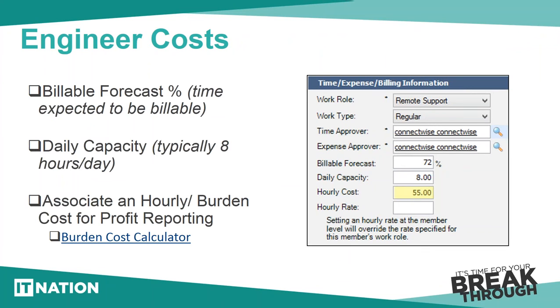When we touched on engineering costs, this is just going into the setup tables, the member configuration, going into the billable section, and associating a billable forecast, so the % of time that you expect the engineer to be billable, what their daily capacity is, how many hours they can actually work, and then associating an hourly burden cost for profit reporting. There is a burden cost calculator that ConnectWise provides, but you can also obtain calculations from anyone that's advising you. But putting in a cost here is going to be critical to get accurate profit reporting from the system, because this will be tied to the hours that the engineer is actually working for you.